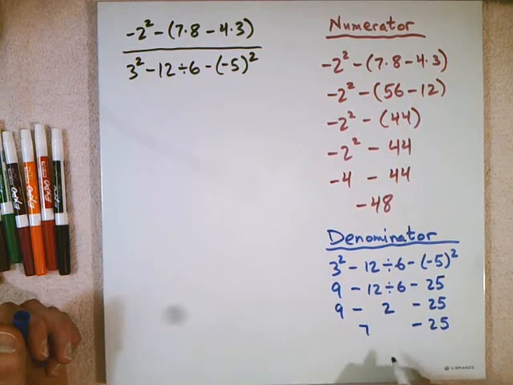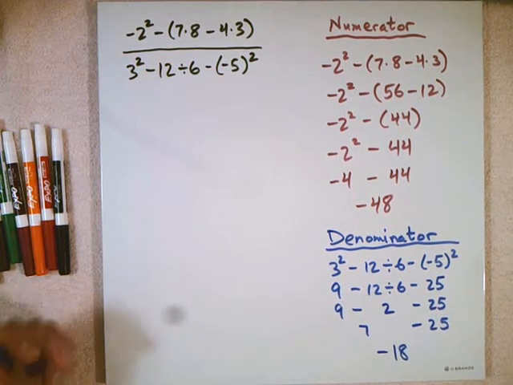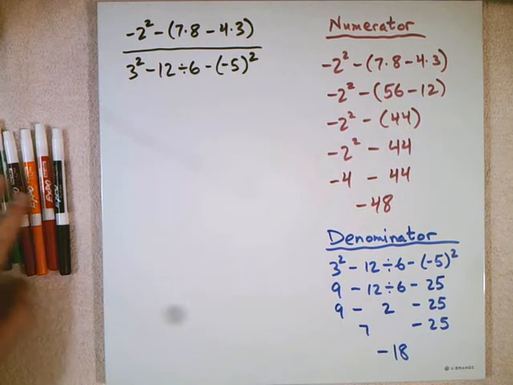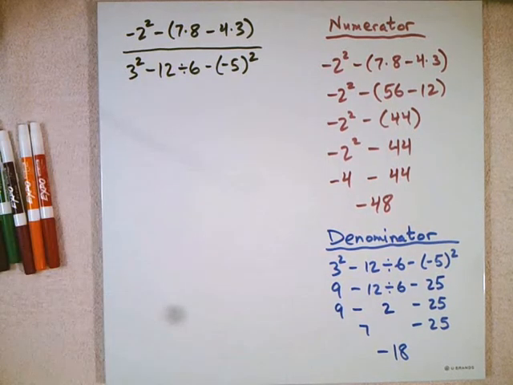So there's your denominator. Not too bad. But just be careful. Don't rush these order of operation problems, because if you go too fast, the chance of making a mistake is a lot higher.